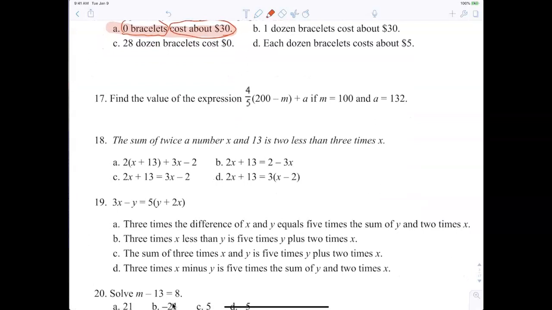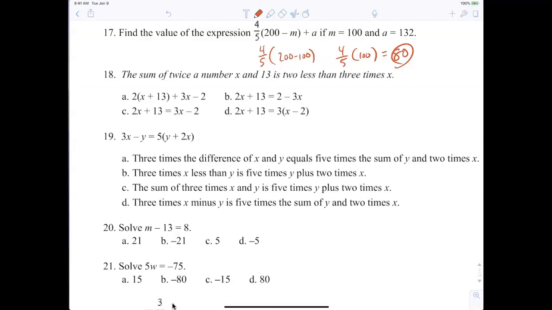Alright, now for number 17, we're just going to do distributive property. Well, actually, no, we're going to go ahead and substitute in and see how easy this is. 4/5, 200 minus 100. So we would just say 4/5 of 100, and we can do the math on that. That would be 80. Alright, so correct answer is 80.